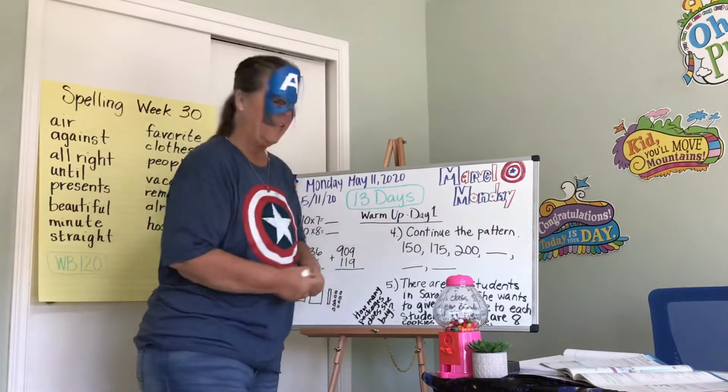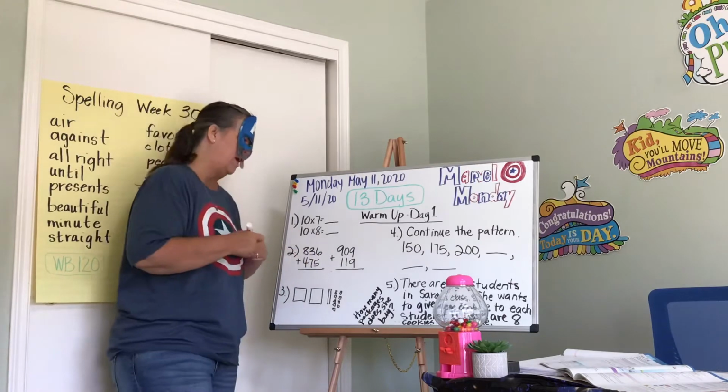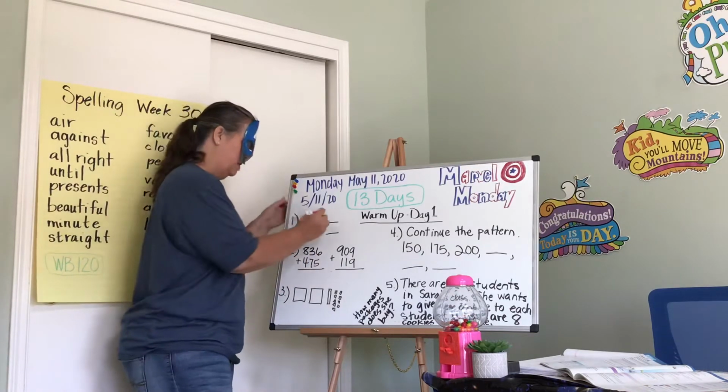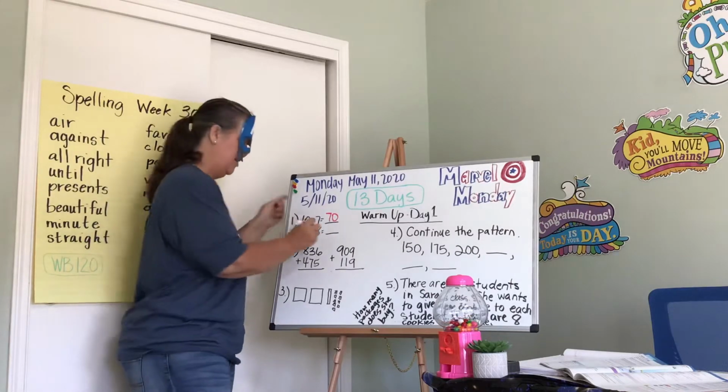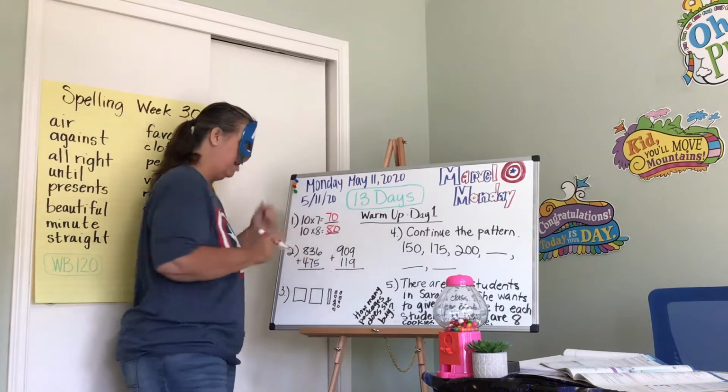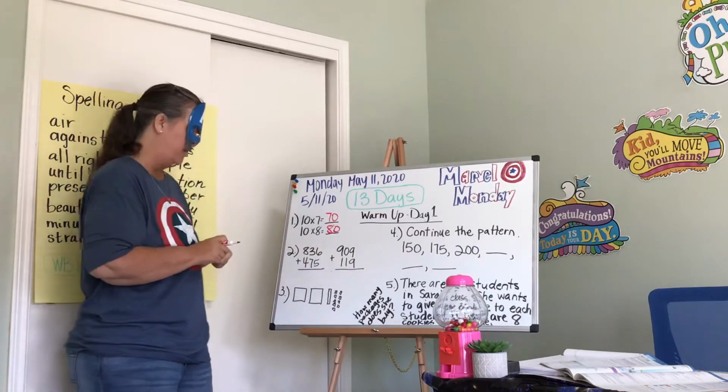All right, you're back again. Let's continue. Number 1, 10 times 7 equals 70. 10 times 8, 80. We love the tens. All right, number 2, we're going to add.